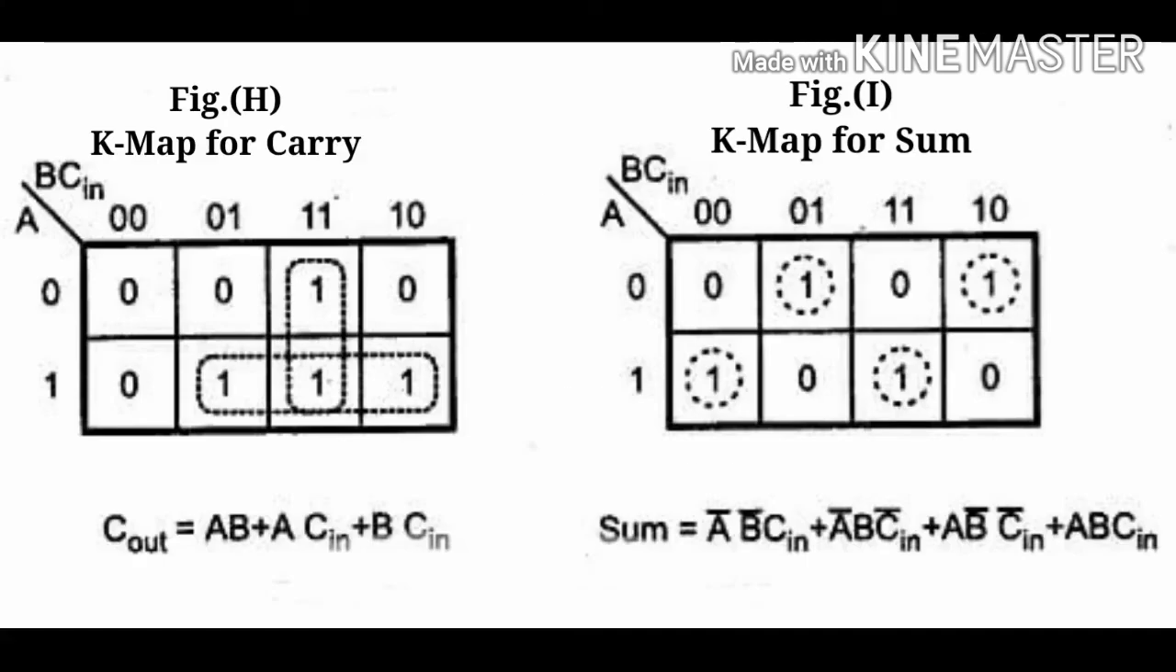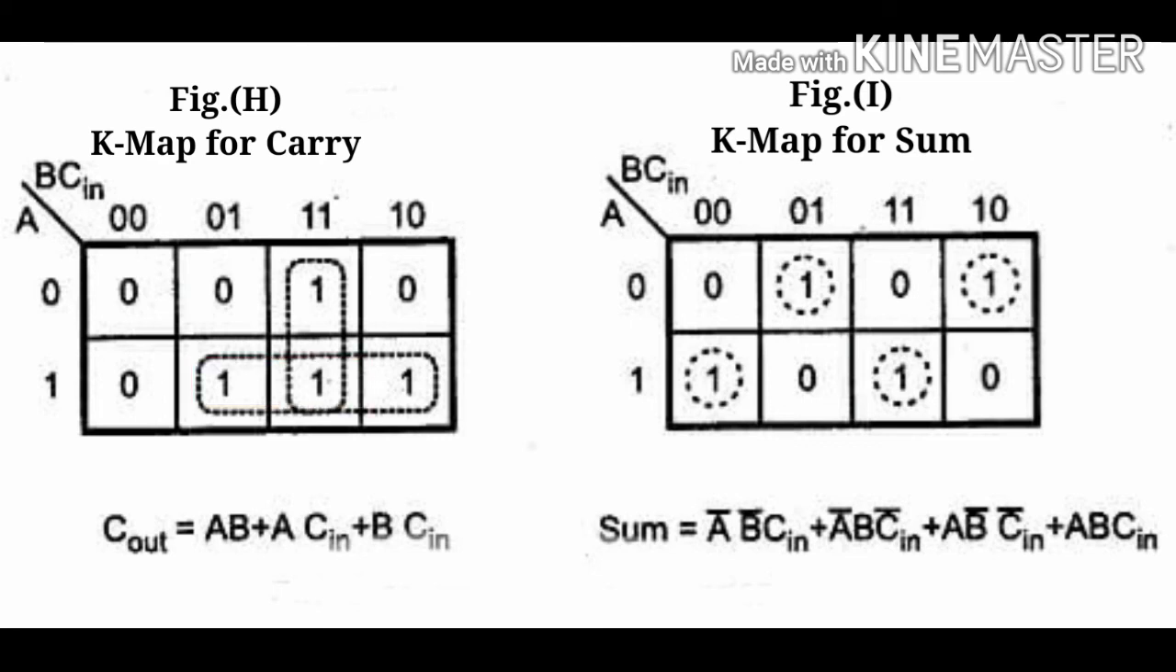Now in figures H and I, we show the K-map for carry and sum. In figure H, this K-map represents carry. As there are 3 inputs, we have used a 3 variable K-map structure, and here also we have used the same method as the truth table of half adder, and we place 1 in the respective cells in the K-map, and here we got 3 pairs. So from these pairs we get the equation AB plus A C in plus B C in. A, B and C in are the 3 inputs.